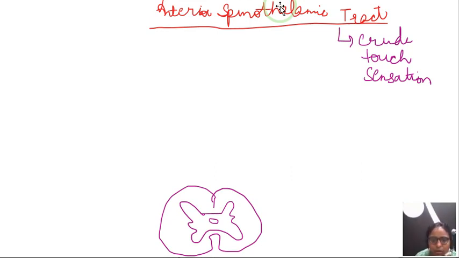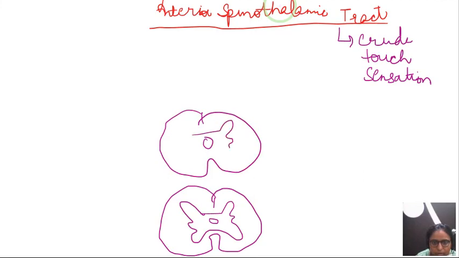So let's see the pathway of the anterior spinothalamic tract, which carries crude touch sensation. Let's do it very fast because we have already done the lateral spinothalamic tract and it follows almost the same path with just little differences. Let me take another pen so that it can be more clear for you. See, this is your dorsal nerve root and your dorsal nerve root ganglion.